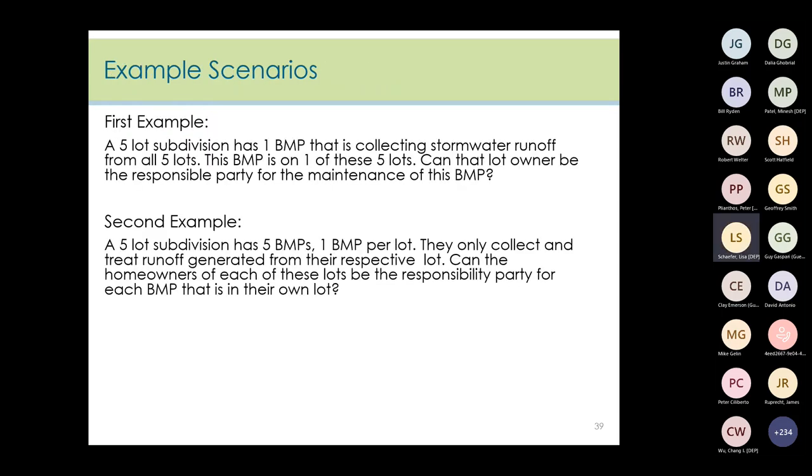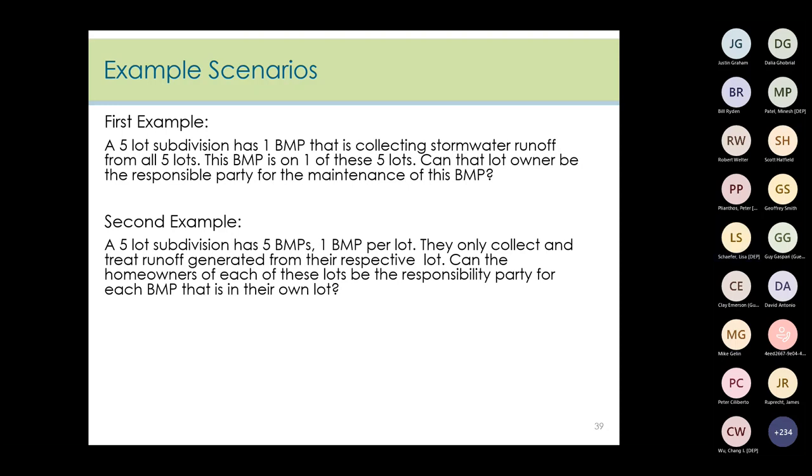All right, so these are some scenarios of who is the responsible party, who should or shouldn't be, that you may see when you review a project. In example one, we're going to think about that, and then I'll read. First example: a 5-lot subdivision has one BMP that is collecting stormwater runoff from all 5 lots. This BMP is on one of the 5 lots. Can that lot owner be a responsible party for the maintenance of this BMP?